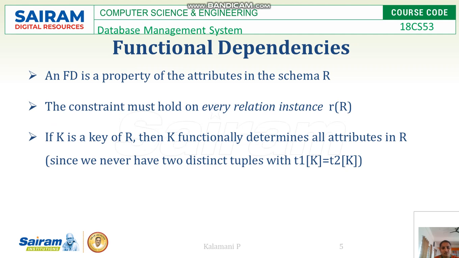We know that if K is a key of R, then K functionally determines all attributes in R. For example, in the employee relation, SSN is a key attribute. If we know the SSN, we can find out all other attributes: name, address, date of birth, department of the employee. That is the reason, since we never have two distinct tuples with T1[K] equal to T2[K]. That is never possible, because SSN is a key attribute that has a unique value for each and every tuple present in the relation.